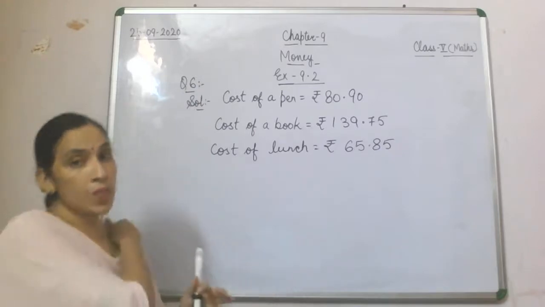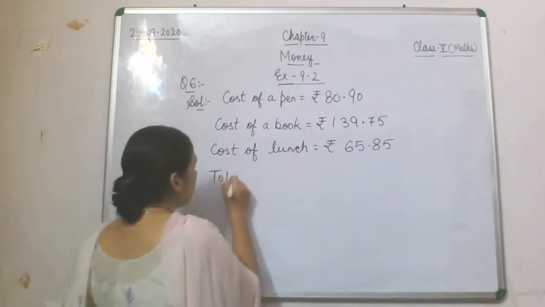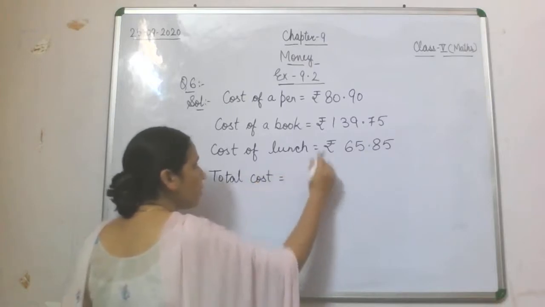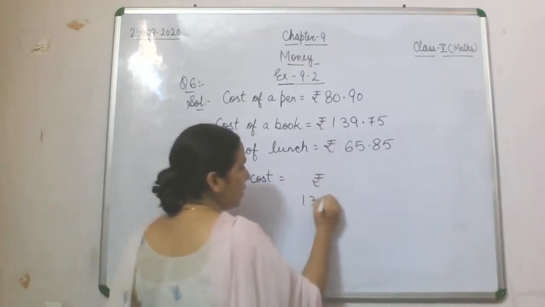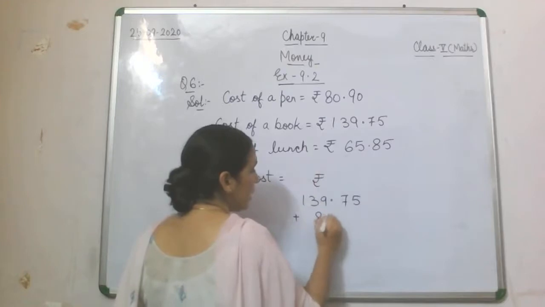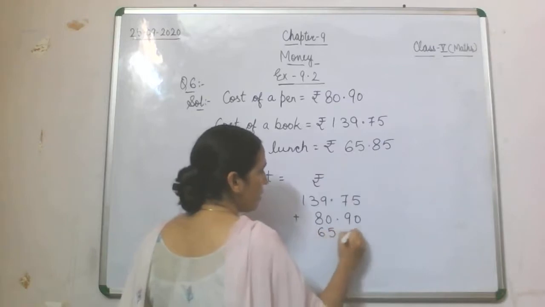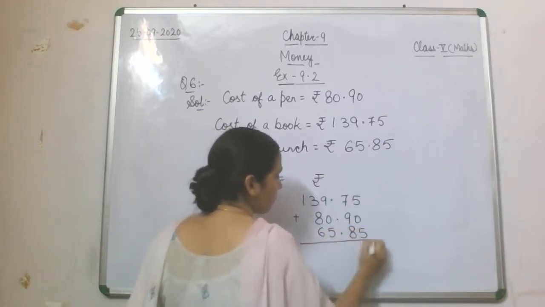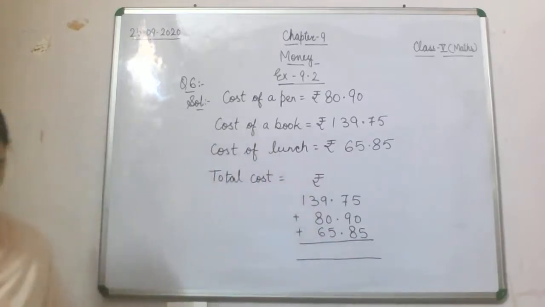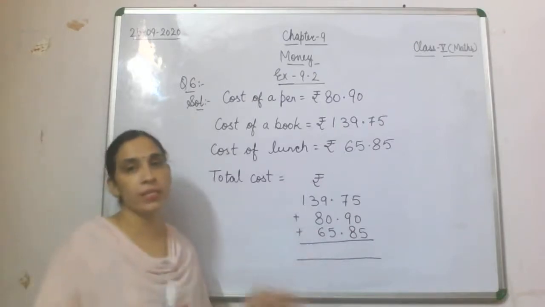So what we will do here, we will do addition. Total cost we are going to find out. So we'll write here total cost. We'll write here rupee and then we will do the addition. 139 and 75 paisa, then 80 and 90 paisa, then 65 and 85 paisa. Then we will do the addition and we will get the total money spent to buy all these things.